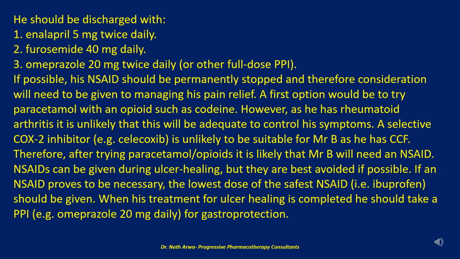A selective COX-2 inhibitor, e.g. celecoxib, is unlikely to be suitable for Mr. B as he has chronic cardiac failure. Therefore, after trying paracetamol with opioids, it is likely that Mr. B will need a non-steroidal anti-inflammatory drug.